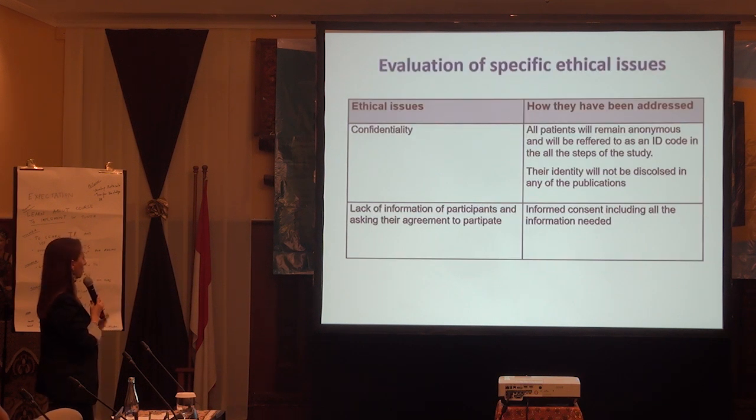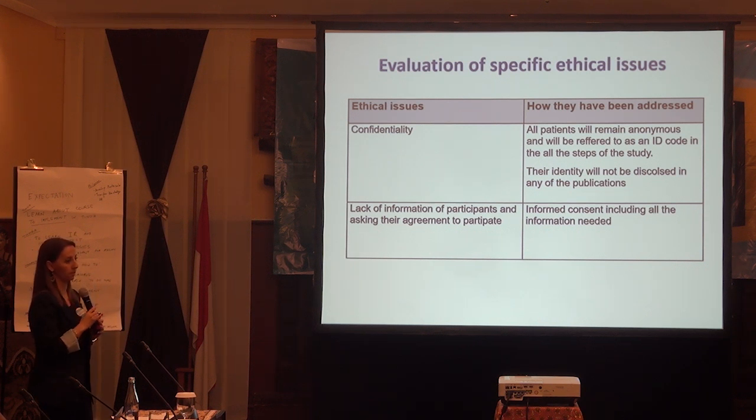The second part of this exercise is the evaluation of specific ethical issues. The first issue is confidentiality also, and all patients will remain anonymous and will be referred to by an ID code in all the steps of the study. And their identity will not be disclosed in any of the publications. The second issue is the lack of information of participants and asking their agreement to participate in the informed consent. For that, the informed consent should include all the information needed, and we must clarify all the points in this informed consent. That's all.